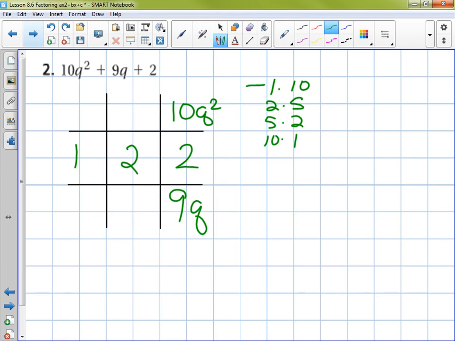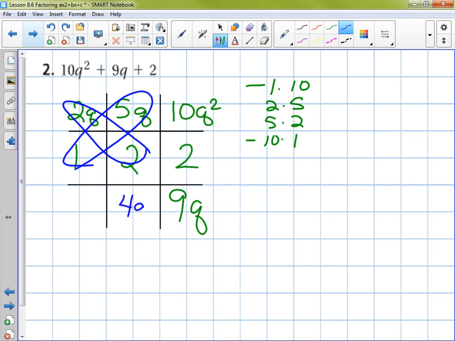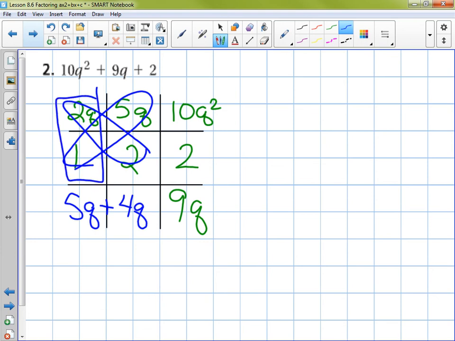1 times 10 is not the same as 10 times 1. So I'm going to try 2 times 5 first. So 2q times 5q is 10q². 1 times 2 is 2, and now I check the cross products. 2q times 2 is 4q, and 1 times 5q is 5q. 5q plus 4q is 9q. I got it right on the first try. So the answer, again, it's the columns, is 2q plus 1 times 5q plus 2.